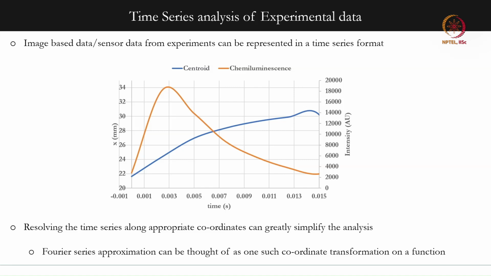Now we are going to look into how we can process this time series data, how we can represent them in easier formats so that we can make sense out of them easily. So one of the most commonly used techniques is to use Fourier series representation of time series signals. This can be viewed as a coordinate transformation so that interpretation of time series signals becomes easier.